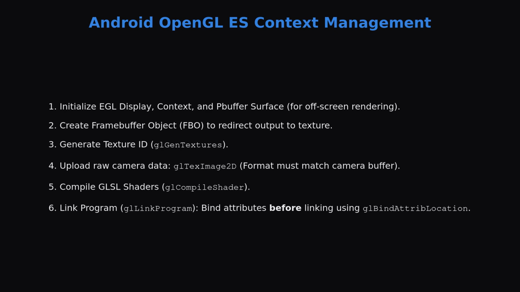Next, compile your GLSL vertex and fragment shaders using glCompileShader. Link these compiled shaders into a single program using glLinkProgram. Crucially, bind vertex attributes using glBindAttribLocation before the linking step. This ensures the application layer knows exactly which attribute index corresponds to which shader variable.